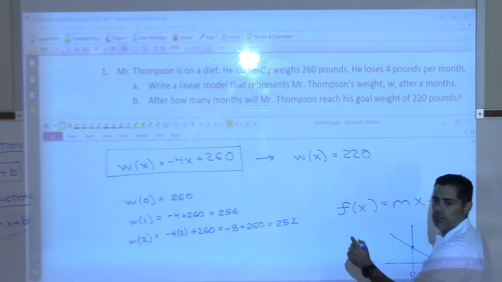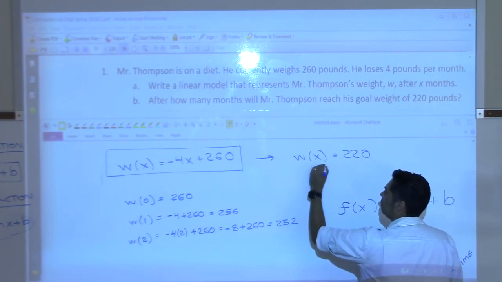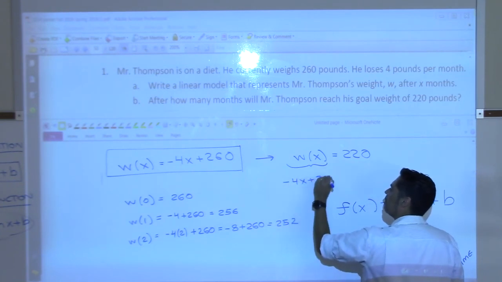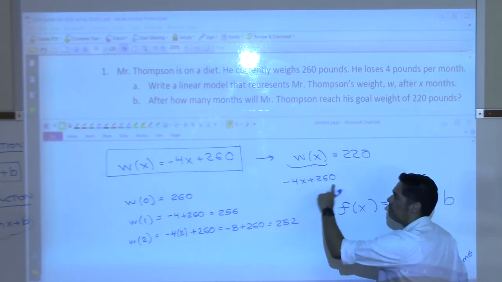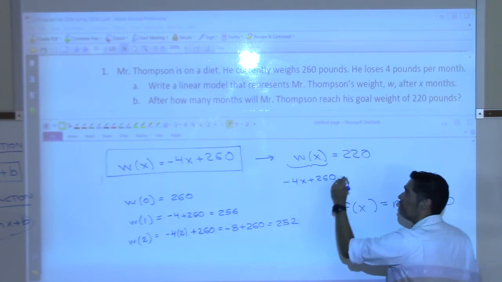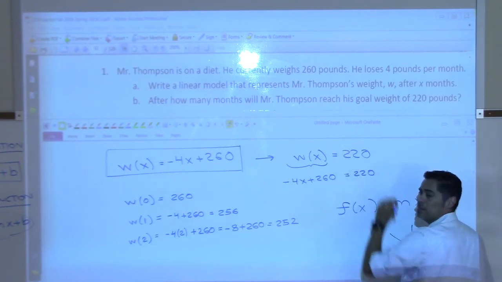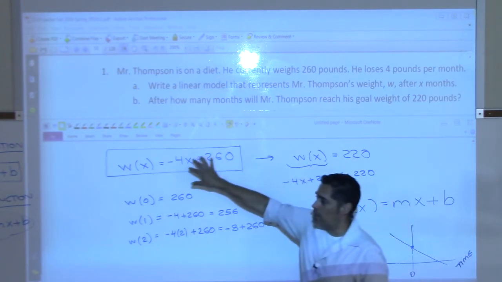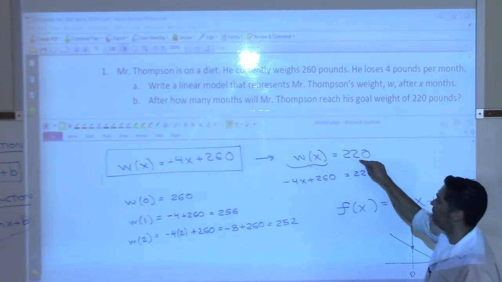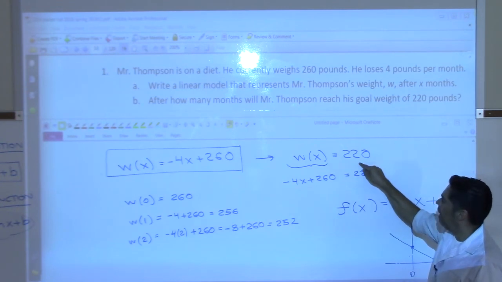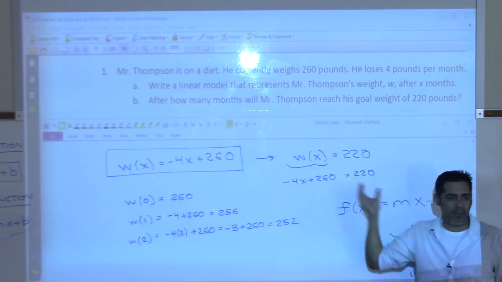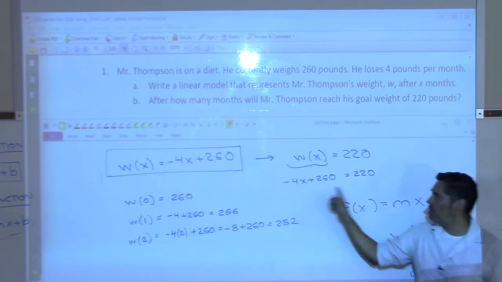So how are you getting that? We made his weight after X months. This right here is his weight after X months, and we want that equal to 220, right? Does that make sense to everyone? We're just taking the weight formula and we're saying, hey, when is that weight equal to 220? And now, do y'all see that this is just a linear equation? You're just solving this for x now.